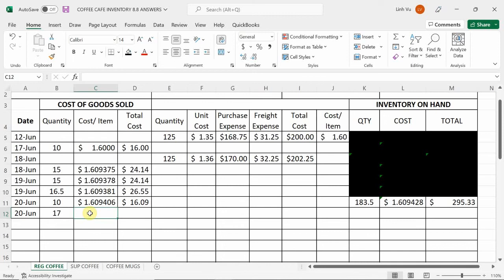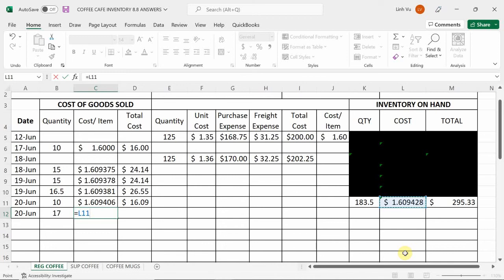So, what is the cost per item? If I'm using up 17 pounds, at what cost? It would be at the 1.609428. Okay. So, what's my cost of goods sold if I used 17 pounds at 1.609428?